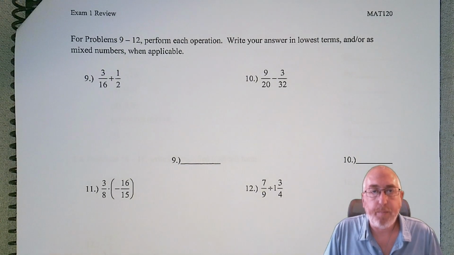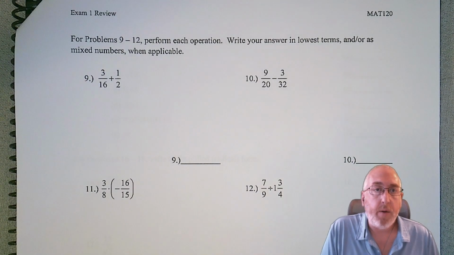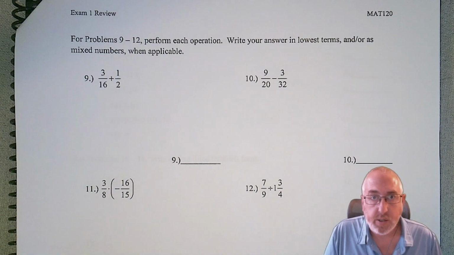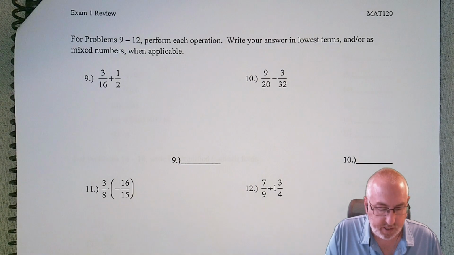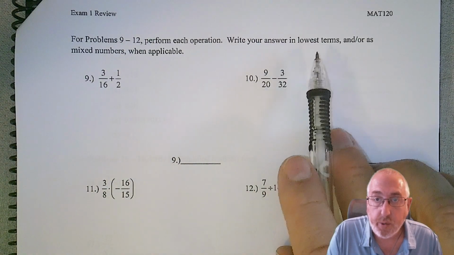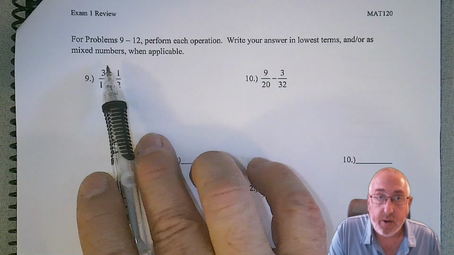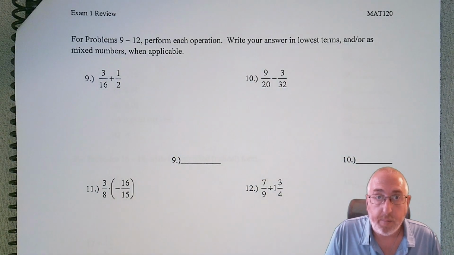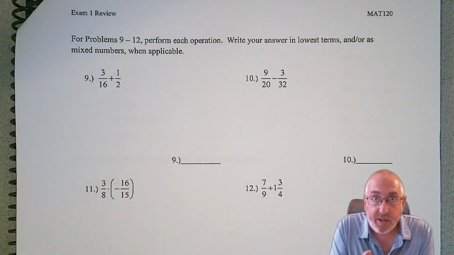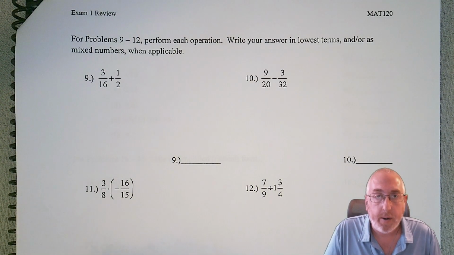All right, welcome back. We are looking at page 3 now for our exam one review for Math 120. So we're just continuing some of these topics. These next batch of problems all involve fractions, so we just have to be careful and make sure we write them in lowest terms and/or as mixed numbers when applicable. Anytime you have an improper fraction as your final answer, switch it to a mixed number.